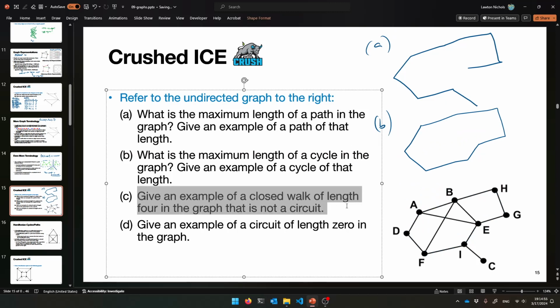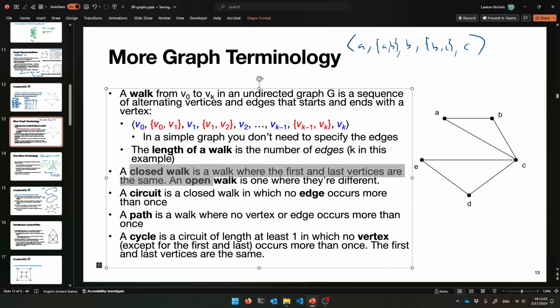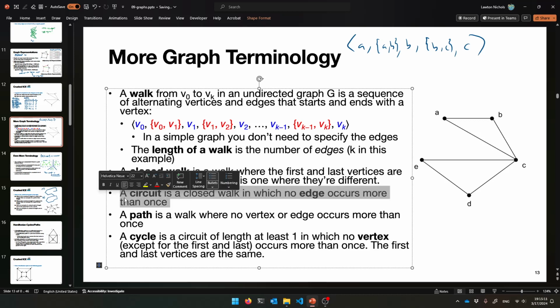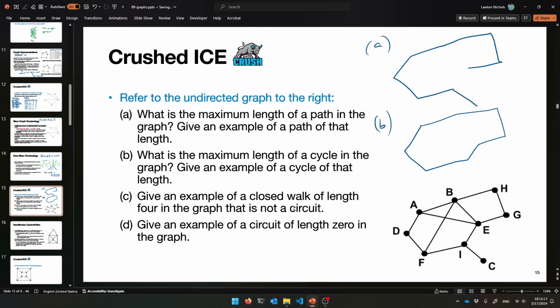All right, let's talk about a closed walk. Let's give an example of a closed walk of length 4 that's not a circuit. Closed walk is just a walk, pretty arbitrary, where the first and last vertices are the same. You can totally double up. It's a circuit when you don't reuse edges. So let's see if we can figure this out. Here's one. Let's go from A to E. If I went back to A like that, that would be a circuit. But if I reused edges, which you can in a walk, let's go back from E to B. That's length 4 now.